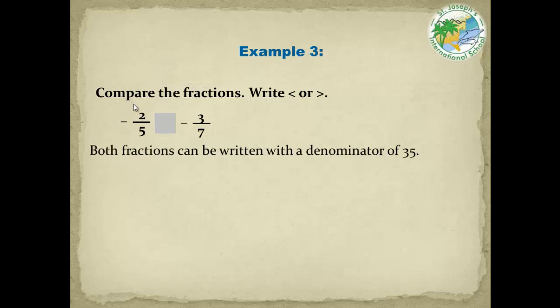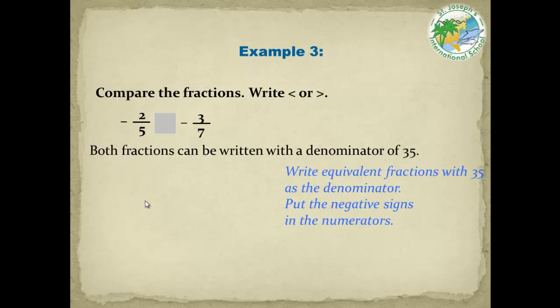Now, negative 2 over 5 or negative 3 over 7. Okay, before you start answering, ask yourself: is this equal denominator or equal numerator? Of course, no. Both fractions can be written with a denominator of 35. Then, 5 times 7 equals 35. Which number gives 35? Write equivalent fractions with 35 as a denominator. Put the negative sign in the numerators. Don't forget, please, don't forget the negative sign.